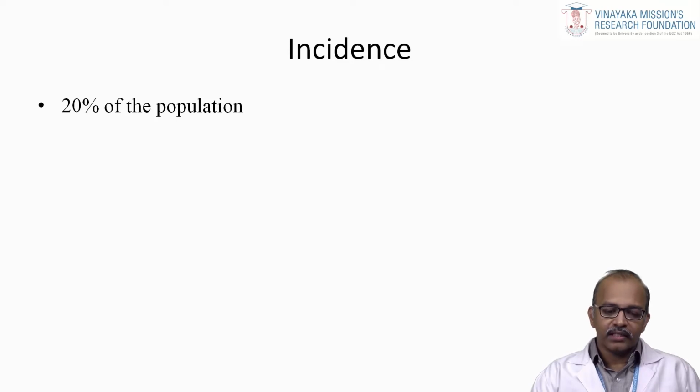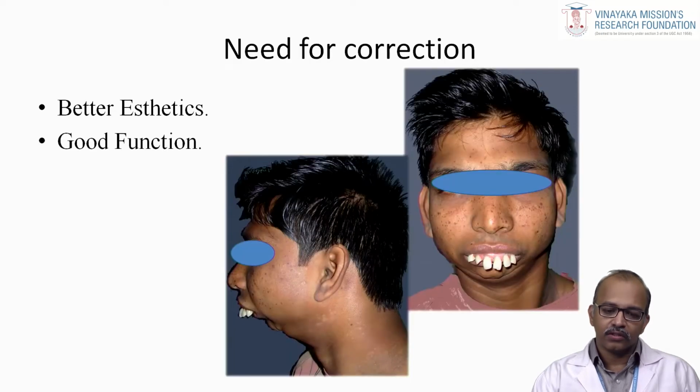Coming to the incidence, 20% of the population will have such deformities of jaws. So what do you think is the need for correction? We have to give a better aesthetics, we have to give a good function. So these are the basic objectives and need for jaw corrections.